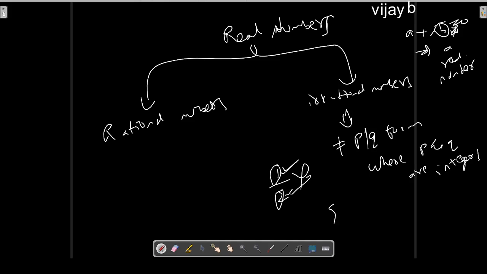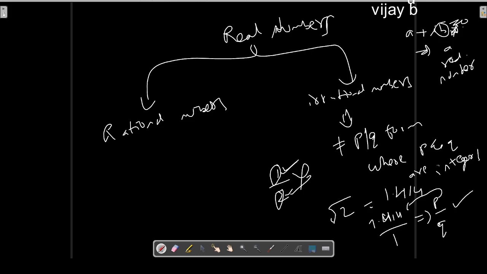If we take root 2, it will become 1.414. That means 1.414 by 1. This is also in the format of p by q form, but here p is not an integer, it is a decimal number. So this is an irrational number. So root 2 is an irrational number. Similarly, root 3 is also an irrational number.